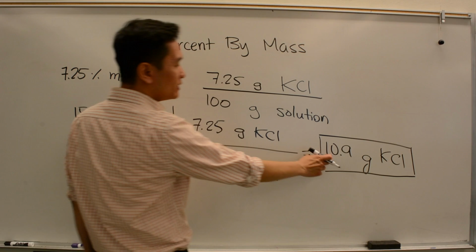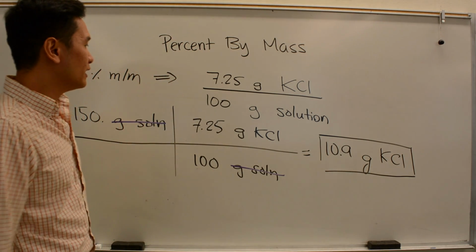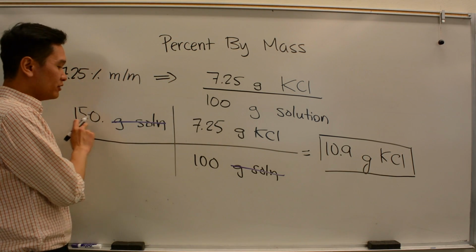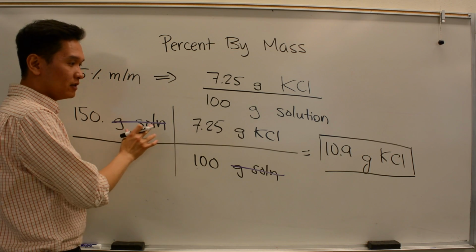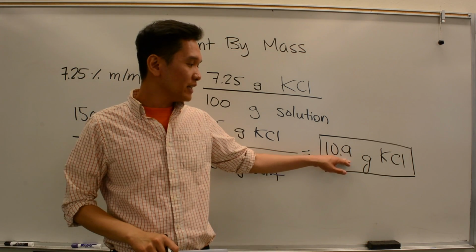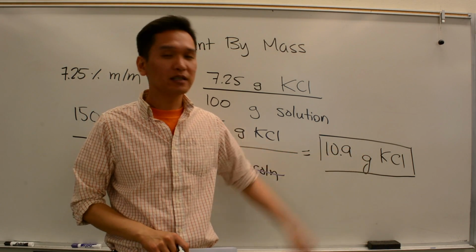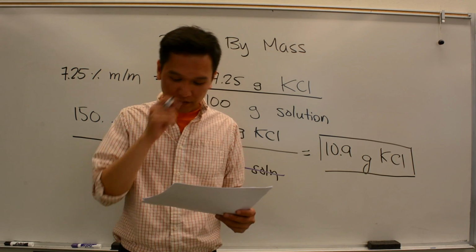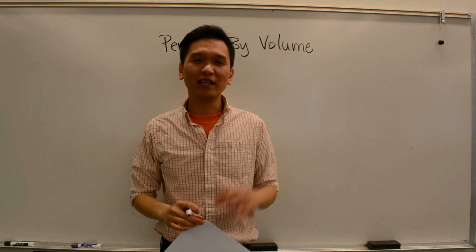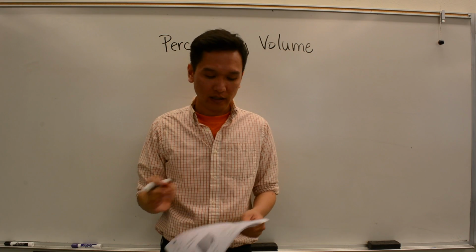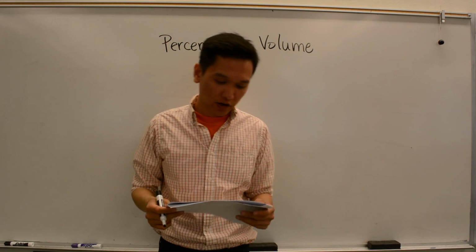Now what does this number mean? 10.9 grams KCl. That means that if I took out 150 grams of that solution, 10.9 grams of that solution is KCl, the mass of the solute. Alright, let's do this again, now using a different concentration unit. This time we're going to do percent by volume.